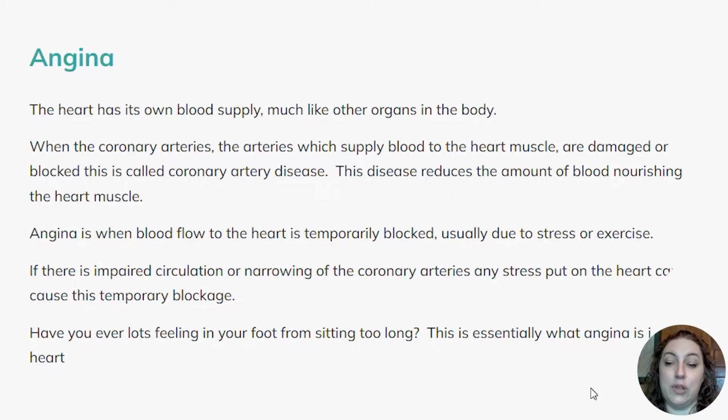Angina is when blood flow to the heart is temporarily blocked, usually due to stress or exercise. If there's impaired circulation or narrowing of the coronary arteries, any stress put on the heart can cause a temporary blockage. Have you ever lost feeling in your foot from sitting too long? This is essentially what angina is, but in the heart.